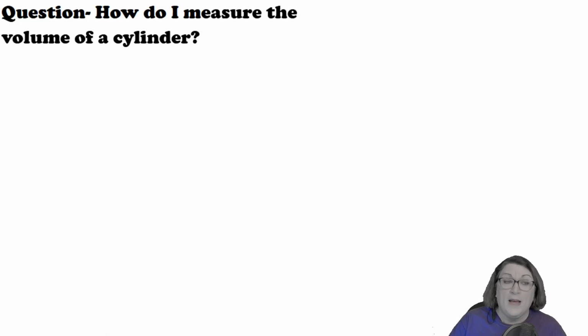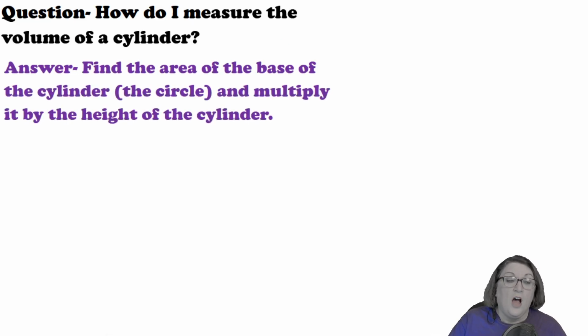So how do you measure the volume of the cylinder or the space inside of it? The first thing you do is find the area of the base of the cylinder. The base of the cylinder is the circular part of the cylinder on each end. So after you find the area of one of the circles or one of the bases of the cylinder, you just multiply that times the height of the cylinder, which is the distance between the 2 circles.